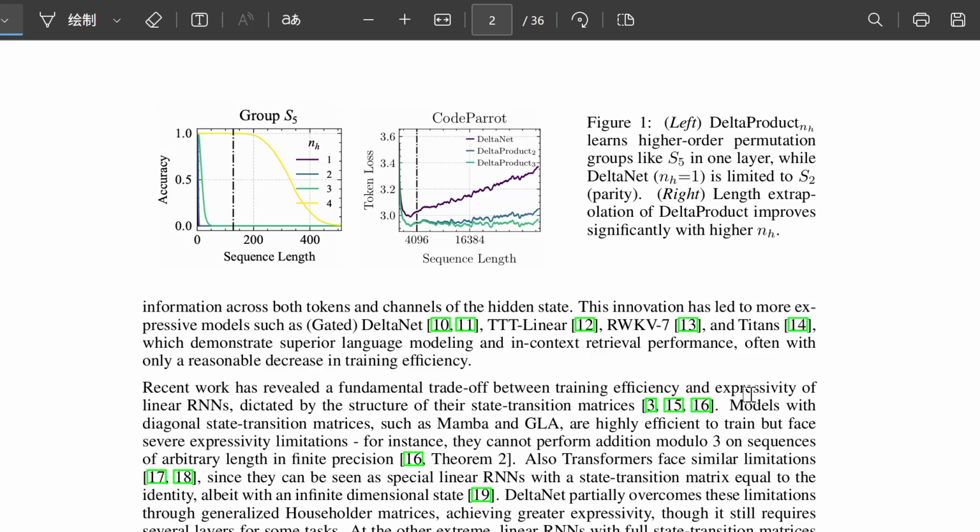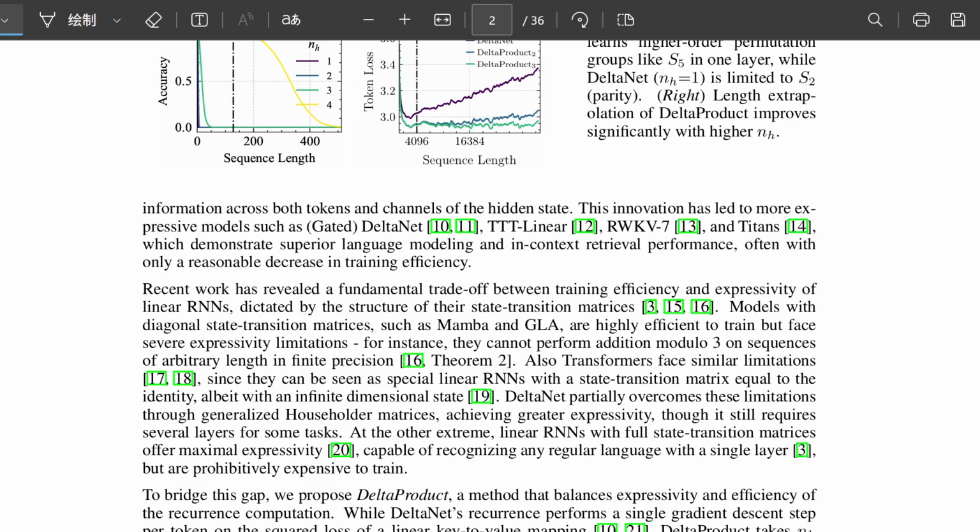When you multiply these specific I minus beta K K transpose matrices, the result has a nice structure. It's the identity matrix plus something else that has a rank of at most NH. Rank meaning its complexity. Sort of, yeah. It's a measure of how many independent transformations it can really do. So NH gives you very fine-grained control over the mathematical power of that state update. It neatly connects the number of these conceptual gradient steps to the matrix's expressive capability. Okay, that makes sense. But why does multiplying them make it so much more expressive? What can it do that a single one can't?